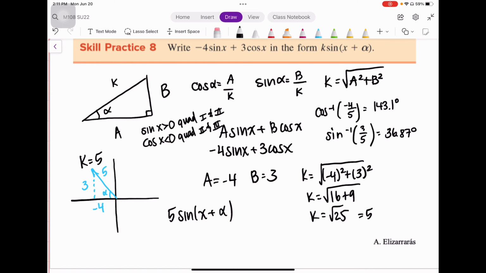When you do the arc sine in your calculator, you get 36.87 degrees, which is a first quadrant angle. When you do the arc cosine, you get 143.1 degrees, which is a second quadrant angle. If you took 180 minus 36.87, you would get 143.1. So our alpha angle is 143.1 degrees. And that's it for this section.